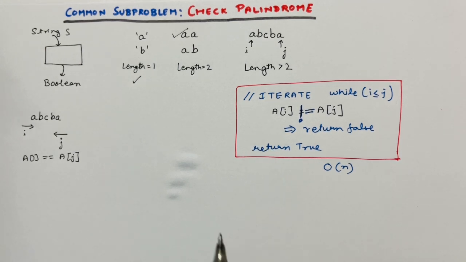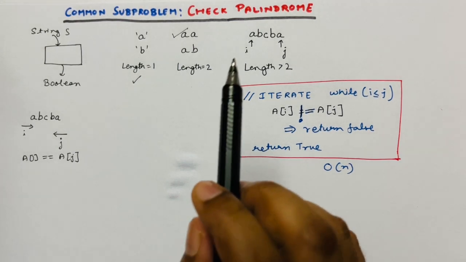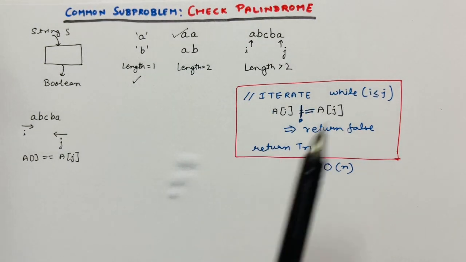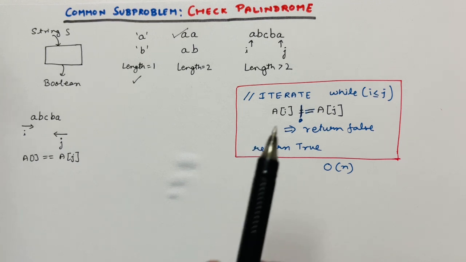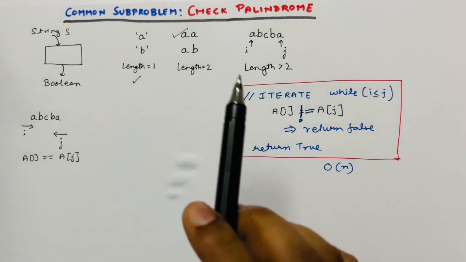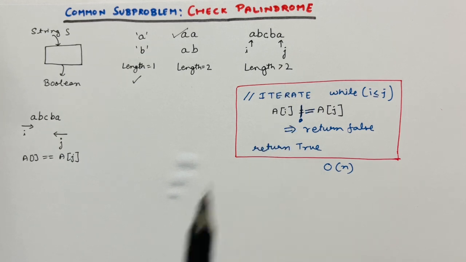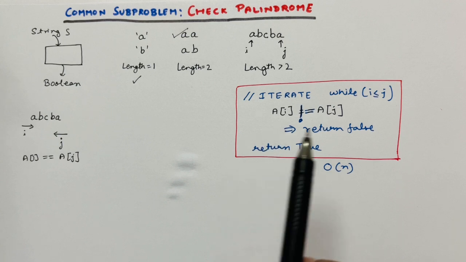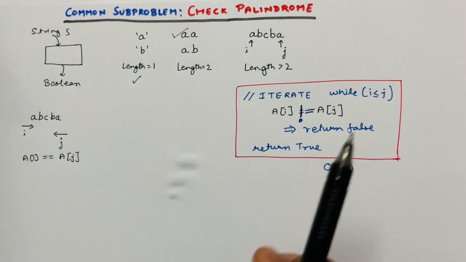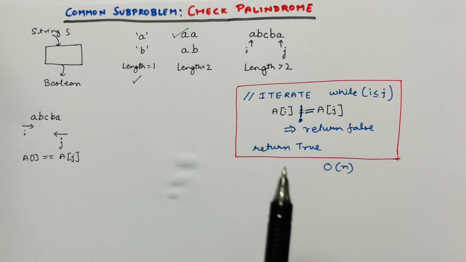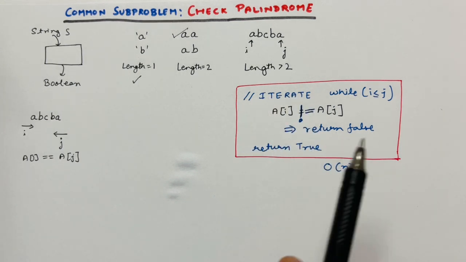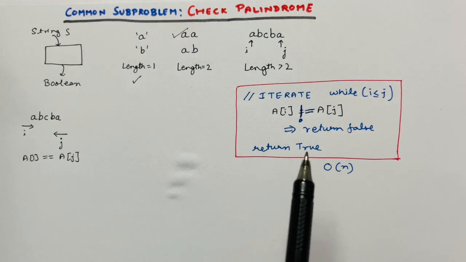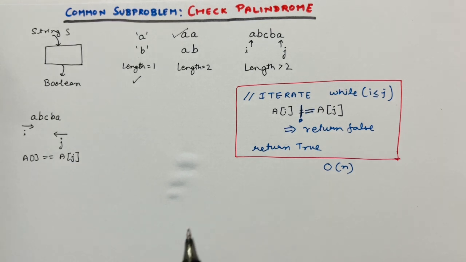How will we check whether this is a palindrome? We will fix 2 pointers i and j and iterate. In every iteration we will have the character at i and the character at j. We should check if these two characters are equal. If they are not equal at any position, we have to return false. And if after all the iterations we did not return false, that means everywhere the characters were equal. Therefore, we can return true, that this is a palindrome.